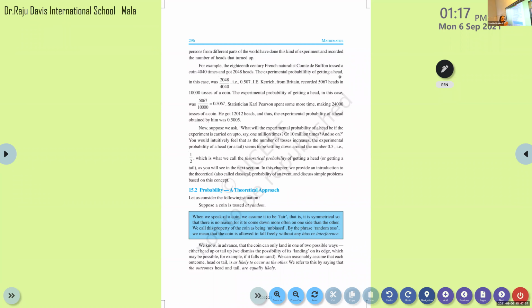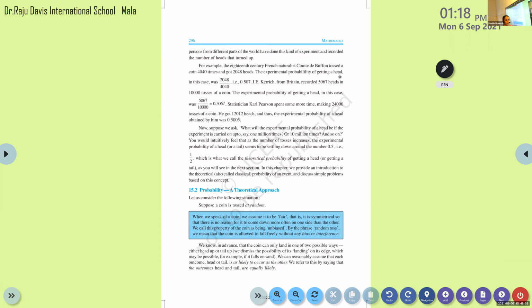Finding probability by experiments is known as experimental probability, which we studied in 9th standard. This year we are going to study the theoretical approach. By using some formulas we are finding the probability. The formulae are derived with the help of these experiments. So theoretical probability is based on the formula for finding probability.